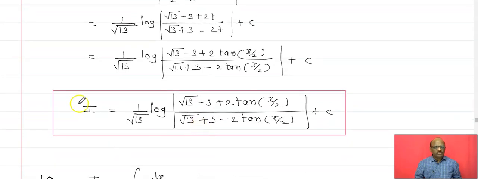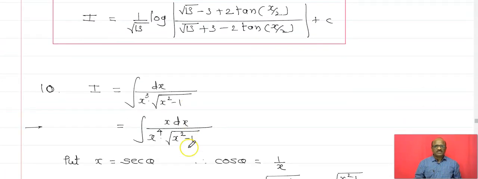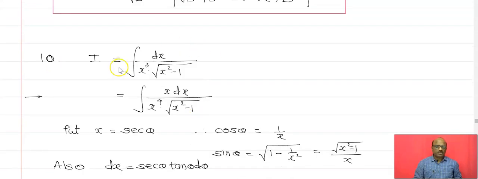And overall, you will get I = 1/√13 log |(√13 − 3 + 2 tan(x/2)) / (√13 + 3 − 2 tan(x/2))| + c. And this is the answer.